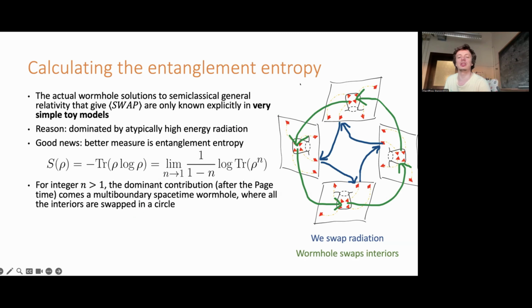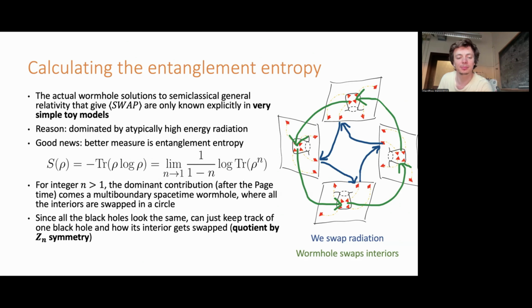And then the dominant contribution comes from quantum gravity dynamically swapping around all the interiors in the same circle. So there's one big space-time wormhole that glues interior 1 onto exterior 2, interior 2 gets glued onto exterior 3, and so on. Okay, this is some topology of space-time that can happen. You can argue that this is the one that dominates.